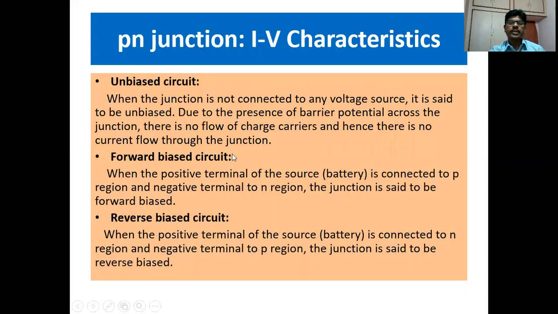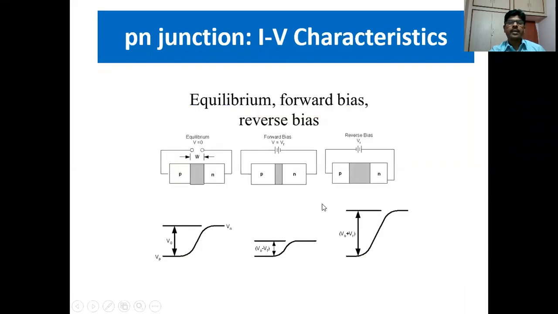What is forward biased? When the positive terminal of the source is connected to the P region and the negative terminal to the N region, the junction is said to be forward biased. What about reverse biased? When the positive terminal of the source is connected to the N region and the negative terminal to the P region, the junction is said to be reverse biased.